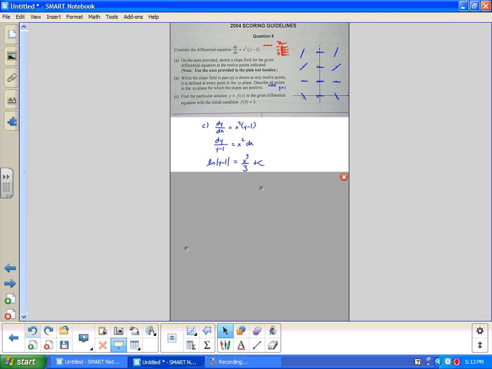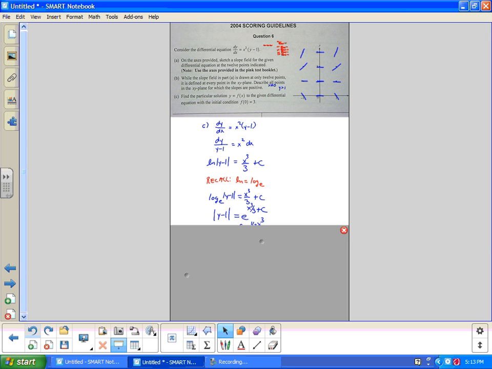But you have to remember from pre-calc and our practice that ln is equal to log base e. So if I put that in, because a lot of times students get confused here, we have log base e of y minus 1 equals x cubed over 3 plus c. So we have, right now, a log problem we got to get back. So we recall that we can make the circle. e to the x cubed over 3 plus c power has to equal the absolute value of y minus 1.